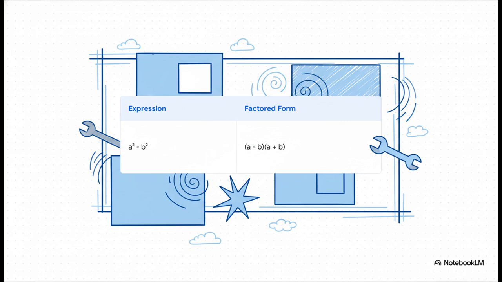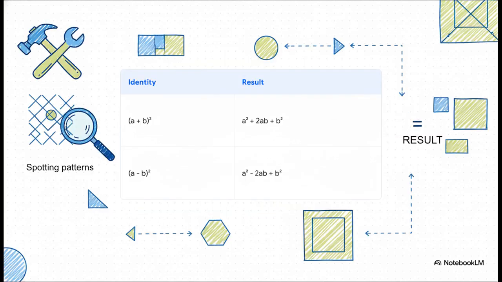No thinking required. It's a massive time saver. And then there are the perfect squares. Again, this is all about spotting patterns. If you see something that looks like a squared plus 2ab plus b squared, a little light should go off in your head. You immediately know, hey, that's just a plus b squared. Recognizing that pattern saves you so much work.